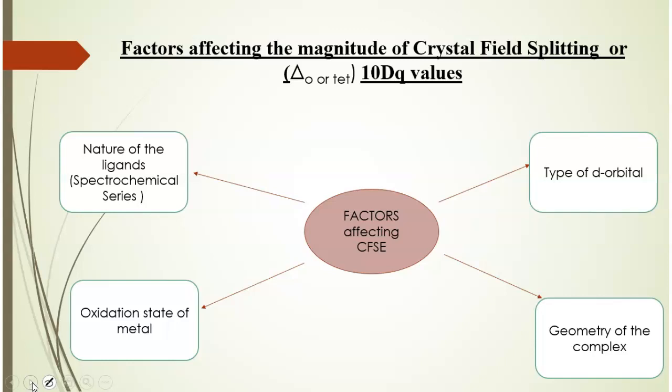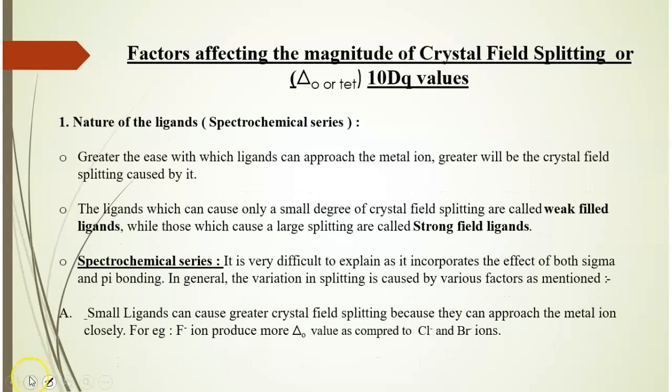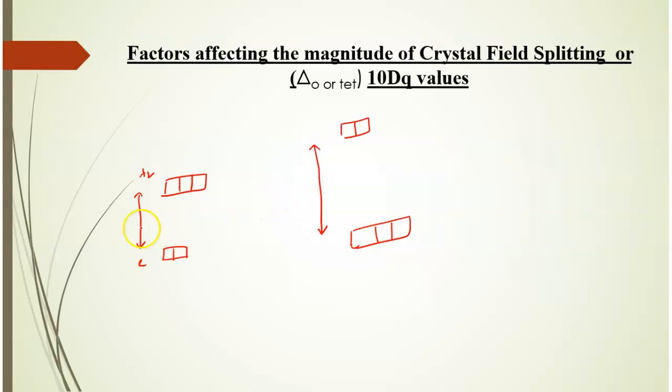So we'll be taking each one of these one by one, talking about the first one, that is your nature of ligand. Before jumping to that, let me clear one thing to you. This is your splitting in case of tetrahedral complex. It is E and it is T2 orbital, and splitting in case of your octahedral is more than in case of your tetrahedral. And what is the reason for that? That is what we are going to take into account.